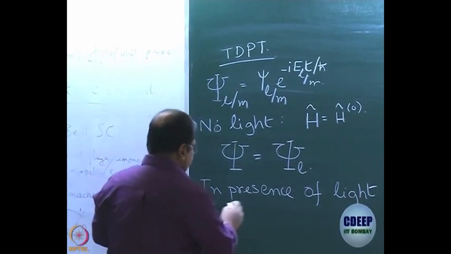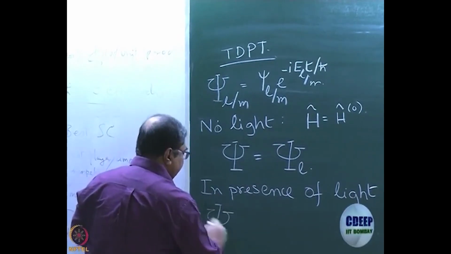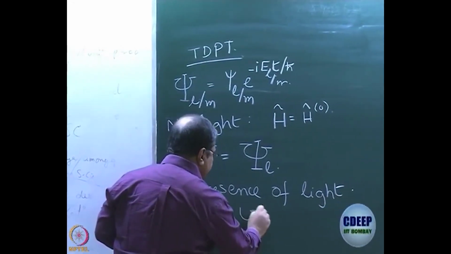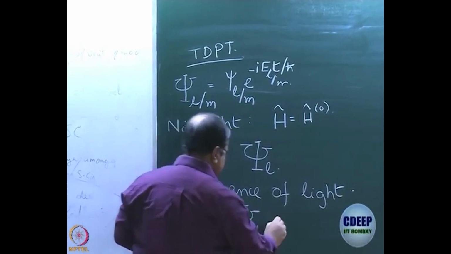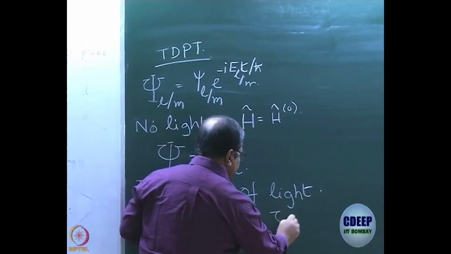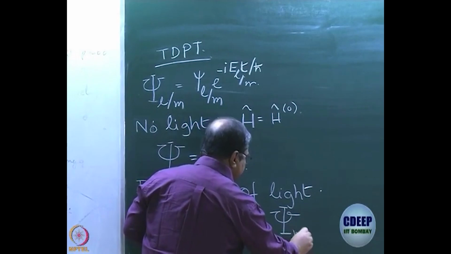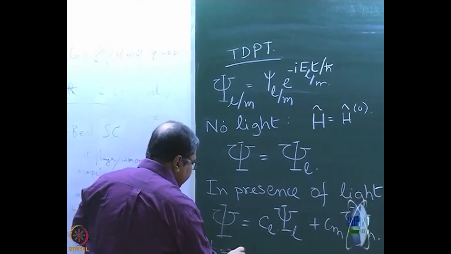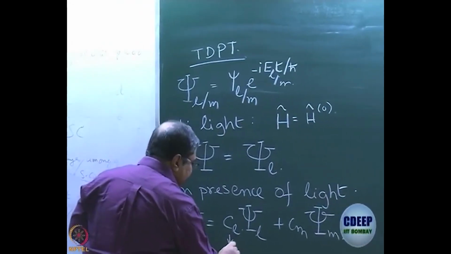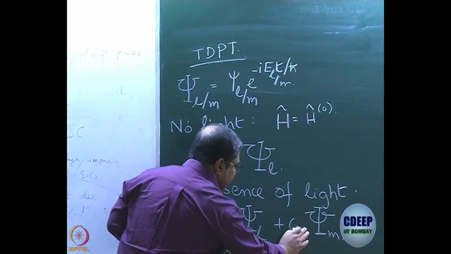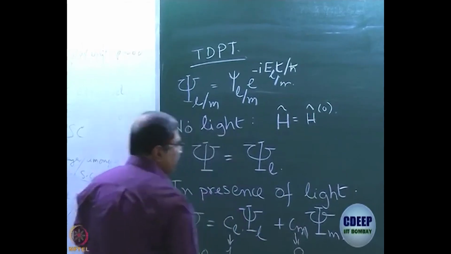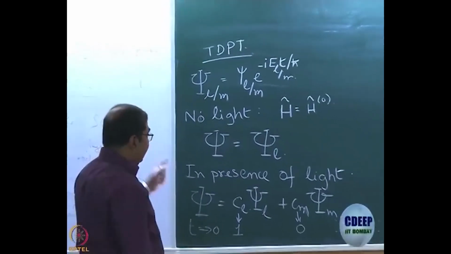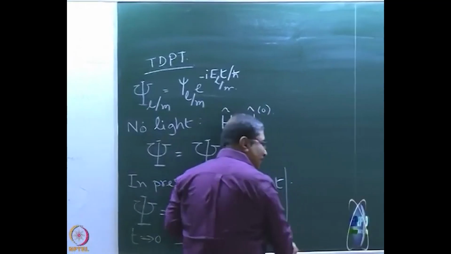So, in presence of light, the system is described by a wave function capital Psi, which is equal to CL multiplied by capital Psi L plus Cm multiplied by capital Psi M, and we are working with initial time t tending to 0. So, this CL tends to 1 and Cm tends to 0. This is an approximation that we are going to use shortly anyway. So far so good.